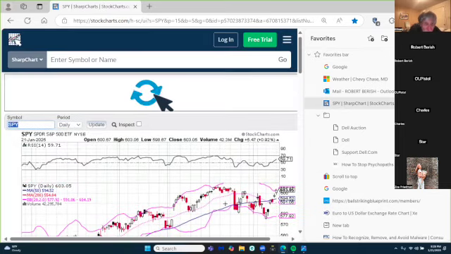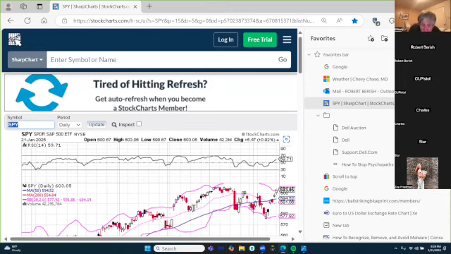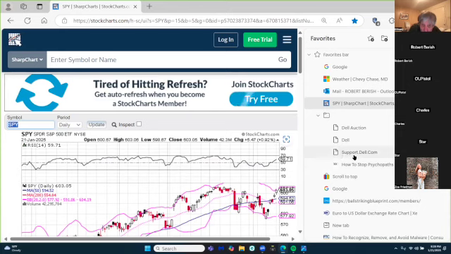Now here's the SPY. Ooh, God. You see where the SPY is relative to the Bollinger Bands. Ooh. Notice how the SPY came down, and came up, and hit the top Bollinger Band.